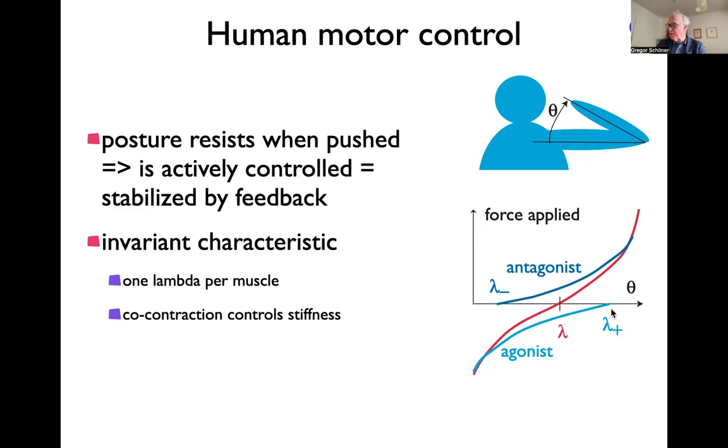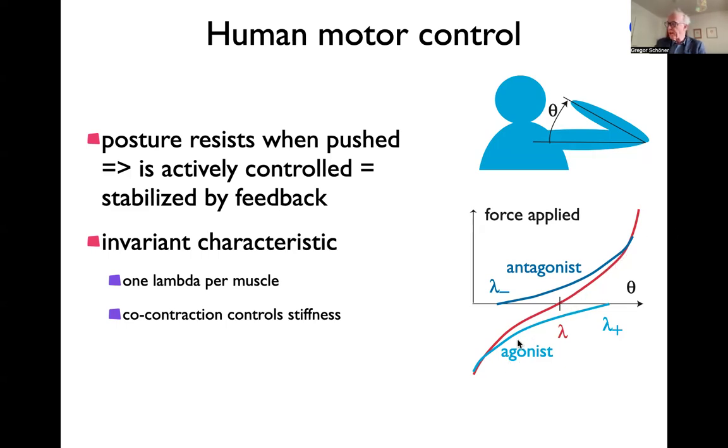And the agonist, conversely, the muscles only pull in one direction. So the antagonist cannot push in that direction. So it would only generate force that's in the opposite direction, and its equilibrium point would be here, where it would no longer make any force. And if you're getting to a shorter joint angle, it will be extending the joint. And the red curve would be the sum of the two, and that would be like a single spring.